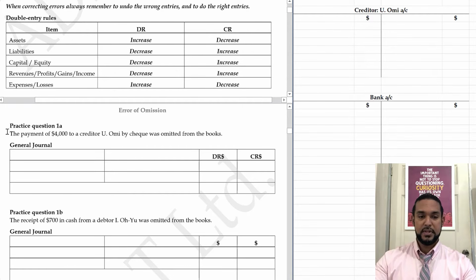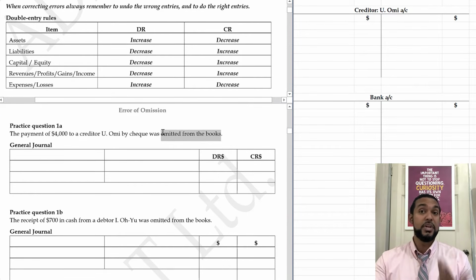So number 1 says, the payment of $4,000 to a creditor you owe by check was omitted from the books. So we have an error of omission. Trial balance is still balanced, but we need to fix it.